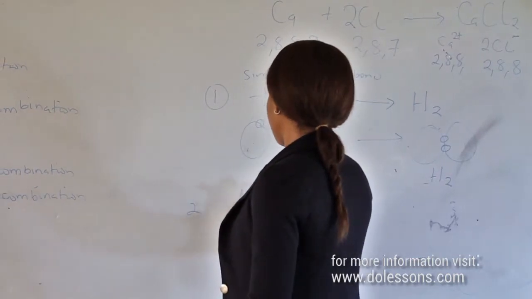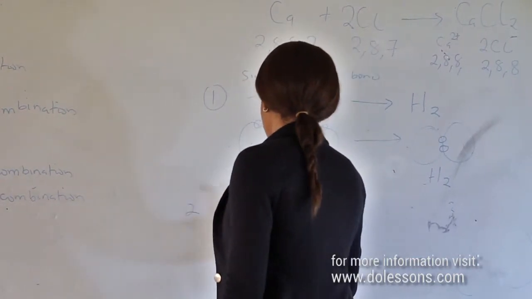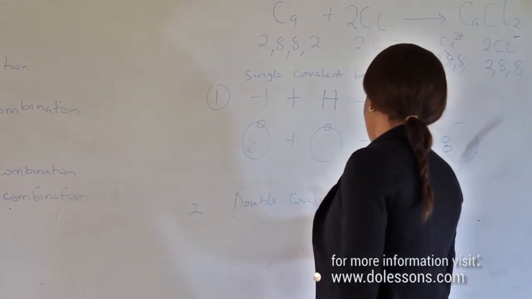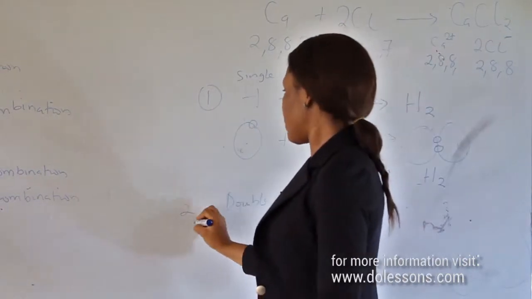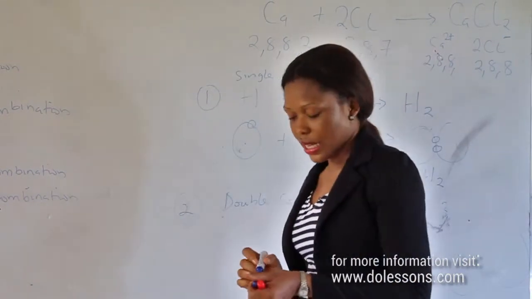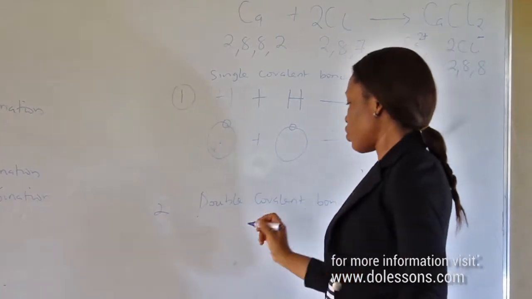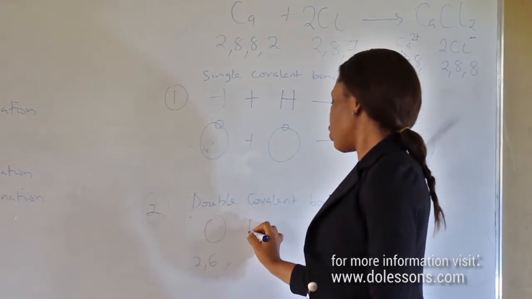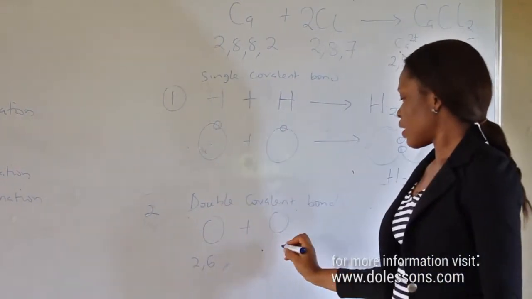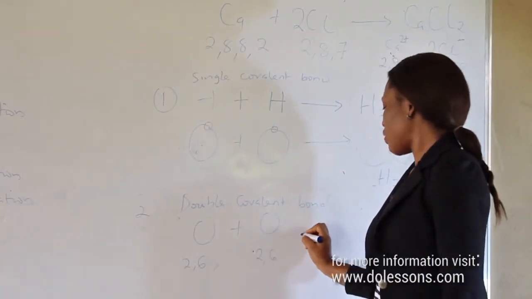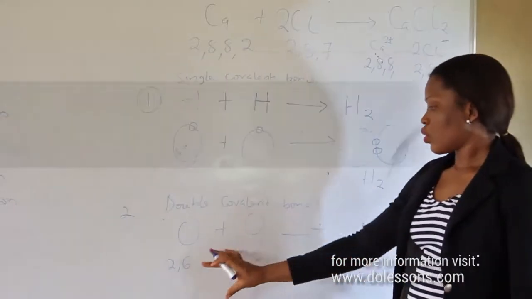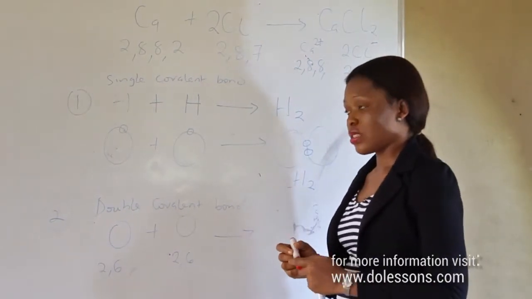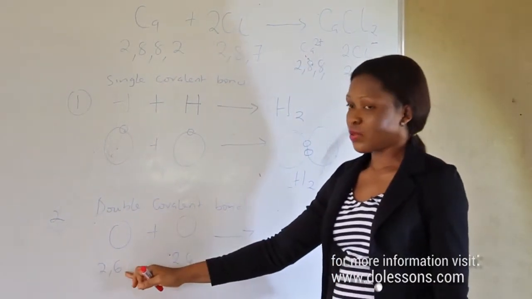double covalent bond between two oxygen atoms. Oxygen has 8 electrons, and 2 of the electrons are in the innermost shell, while the remaining 6 are in the outermost shell. So when it combines with the next oxygen, we have this. Two of them will get to share 2 electrons each because they are in need of 2 electrons.